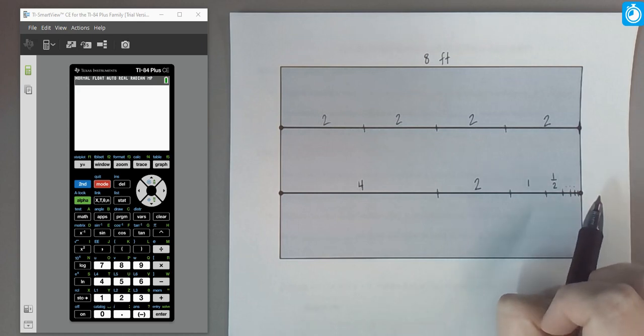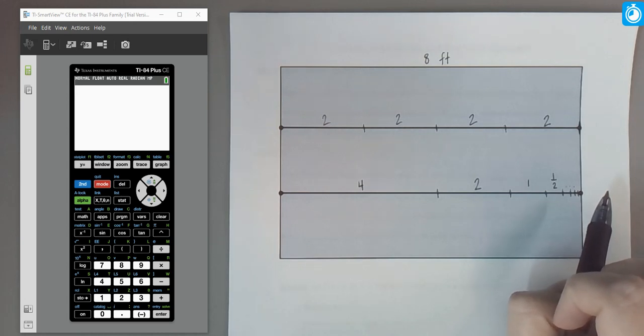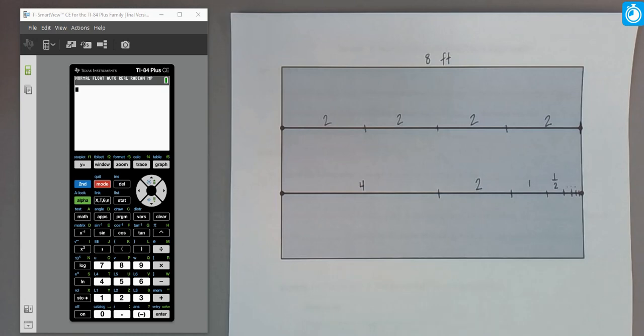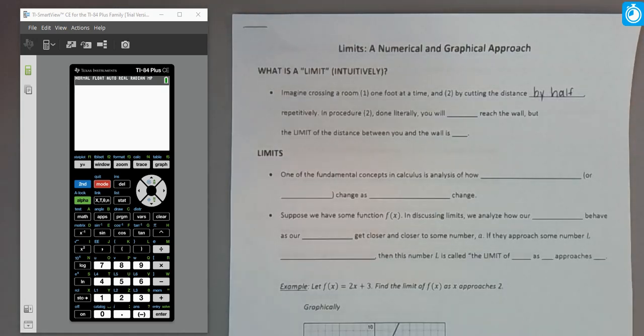And that's going to be the fundamental concept behind a limit. This idea that we get so close that it almost doesn't even matter. We're not going to truly reach 0 or whatever value we're talking about, but we're getting so close that it almost doesn't even matter. That is going to be the fundamental concept of a limit.